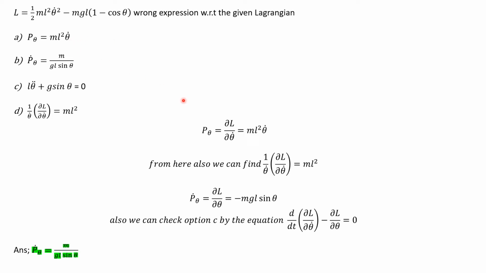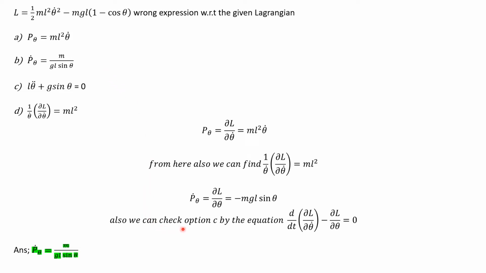So we have to find p theta, that is del L by del theta dot, which is equal to m l square theta dot. So this option is right. Then from this expression we can find that 1 by theta dot del L by del theta dot is equal to m l square. So option D is also correct. So let's check what is option B. So p theta dot, that is equal to del L by del theta, that is equal to minus m g l sin theta, which is not matched. So option B is the wrong expression.